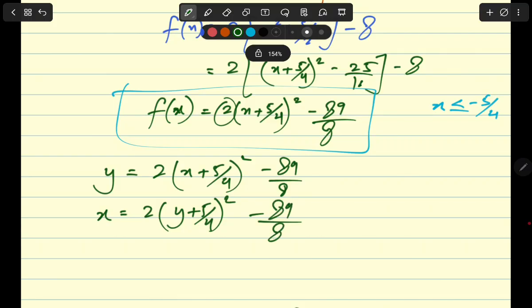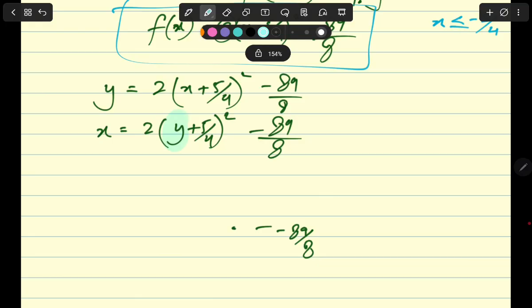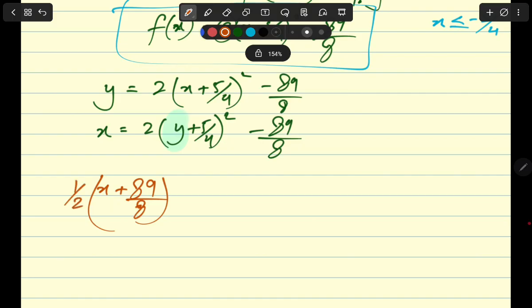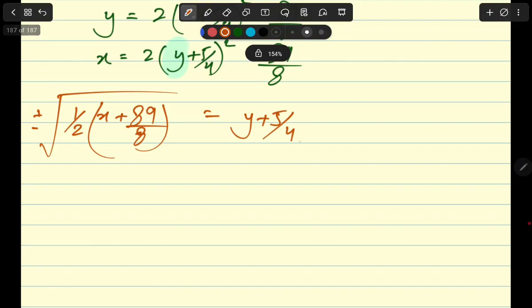Now the third step is you make this new y the subject, right? In order to make this new y the subject, you bring this 89 upon 8 here, you add 89 upon 8 on both the sides, and then you divide this by 2 on both the sides, and then you take the square root in order to have y plus 5 upon 4. Now this value is going to be plus and minus. Therefore, when you subtract 5 upon 4 from both the sides, this becomes negative 5 upon 4 plus and minus the square root of half x plus 89 upon 8.